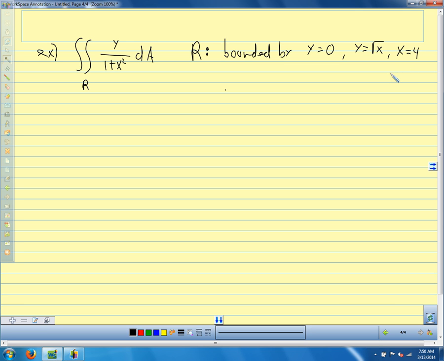So what I always suggest that we do is sketch the region in the xy plane. And our sketch doesn't have to be beautiful and perfect. We just need to be able to get our limits of integration for our iterated integral. So here's y equals square root of x. Here's x equals 4. And y equals 0 is the x-axis. And let's set this up for both orders of integration.